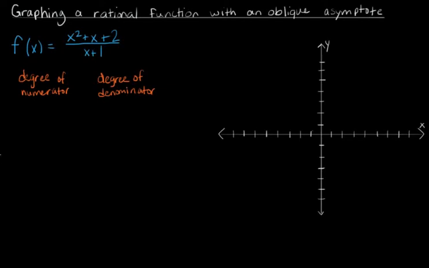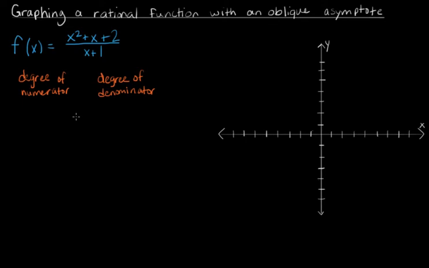In this video, I want to talk about how to graph a rational function that has an oblique asymptote. So we've already talked about rational functions where the degree of the numerator is less than the degree of the denominator. Those ones have a horizontal asymptote at y equals 0. And then we talked about rational functions where the degree of the numerator equals the degree of the denominator. And those had a horizontal asymptote where you divided the leading coefficients of the numerator and the denominator.